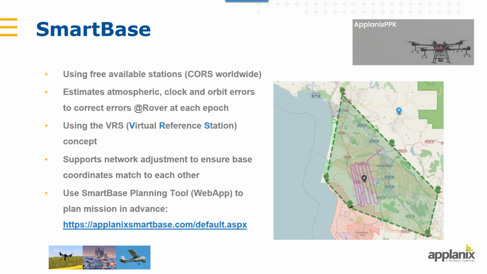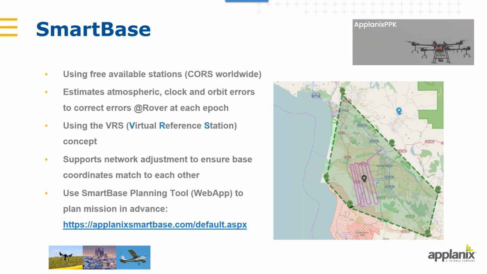So this smart base concept also supports a network adjustment. What does that mean? The base stations typically have coordinates. We have to make sure that within the network of base stations, the coordinates are homogeneous and they match to each other. So there's no tension in that network. So in the background, there's an adjustment process running that ensures all of those coordinates that we might get from different services, they're matching together and they're creating a very homogeneous network of stations.